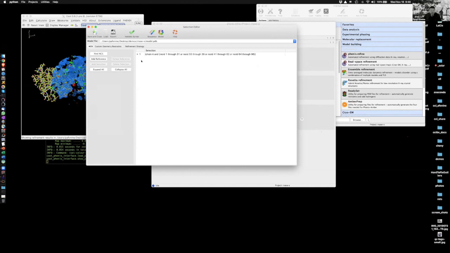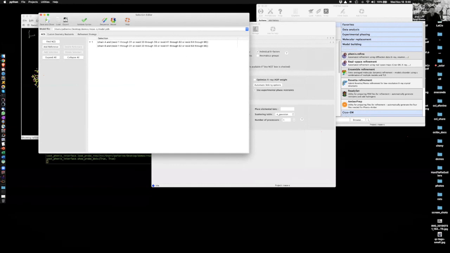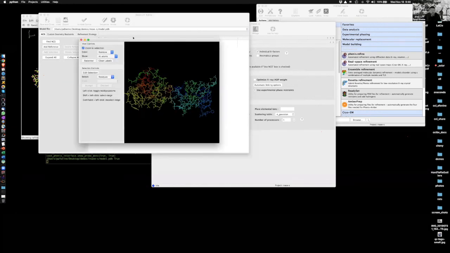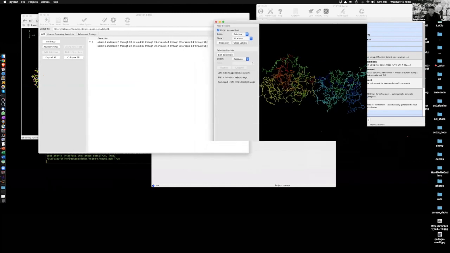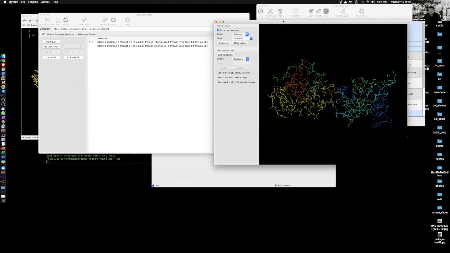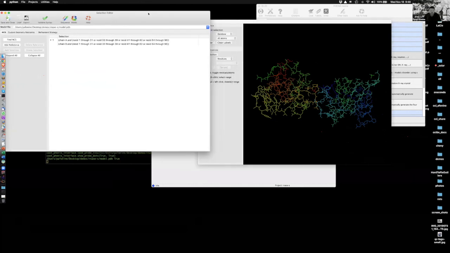That gives you a selection. Now it gives you a selection, right? So it tells there's a chain A and chain B and these particular residues that are selected. Well, looking at the string, it's hard to make sense of what that means. So we want to look at this graphically. We click on the model, and that pops up the Phenix model viewer, and that allows you to actually see these selections.